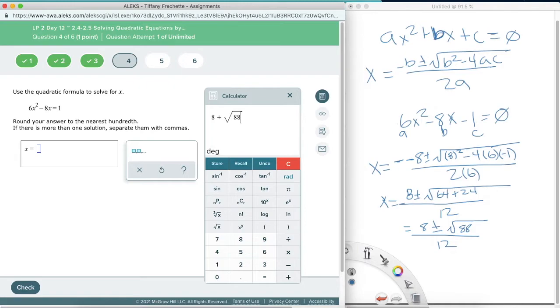And I'm going to go ahead and hit equals, because if I don't put this in parentheses, if I just hit divided by, it's going to do something funny there. So if I hit equals and then divided by 12, then it'll show up correctly.